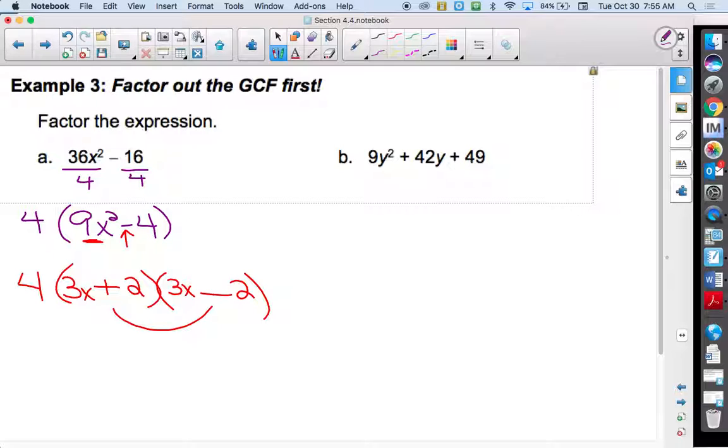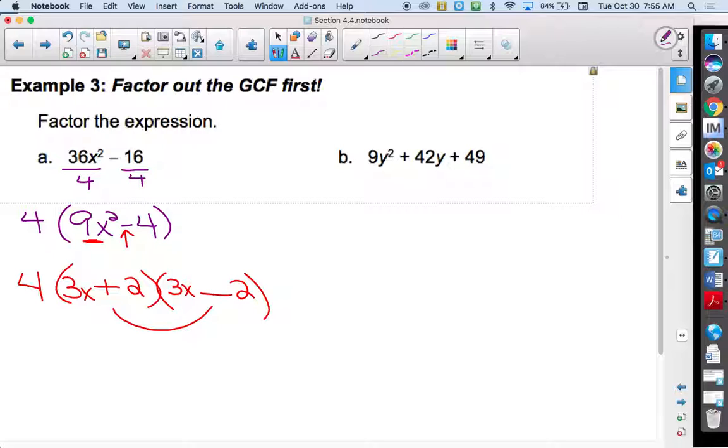Letter B, we have 9y squared plus 42y plus 49. So the first question, is there a GCF with 9, 42, and 49? Connor, what do you think? Is there a GCF between 9, 42, and 49? No. 3 looks like it could work, but 3 doesn't go into 49. It goes into 48. So there is not a GCF. Okay, so we check that off.